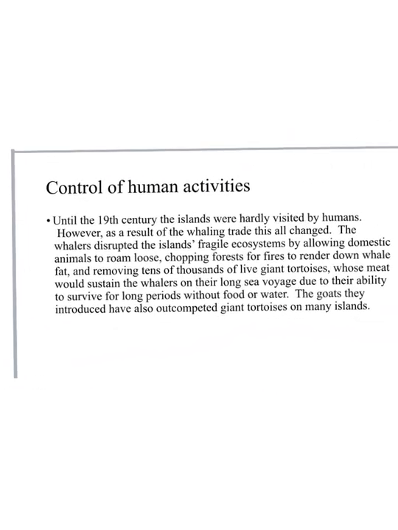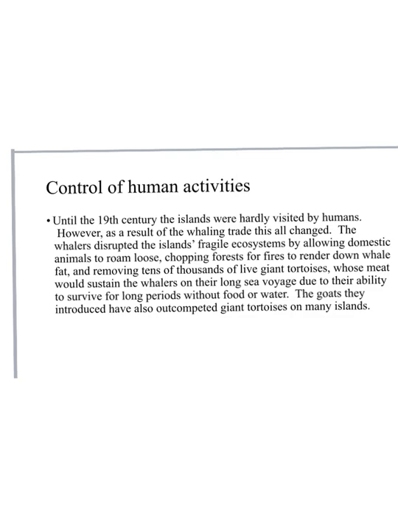So, control of human activities. Until the 19th century, the islands were hardly visited by humans. However, as a result of the whaling trade, this all changed. The whalers disrupted the island's fragile ecosystem by stopping there to restock their ships with food while they were hunting whales. They also allowed domestic animals to roam loose. Goats, dogs, cats, and other domestic animals.